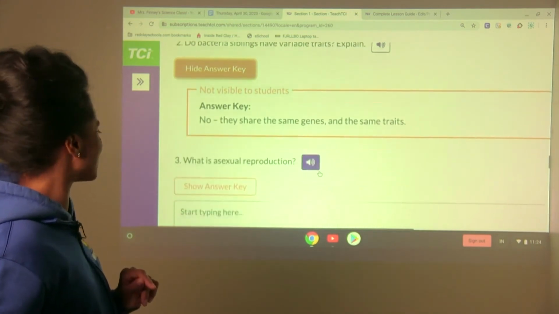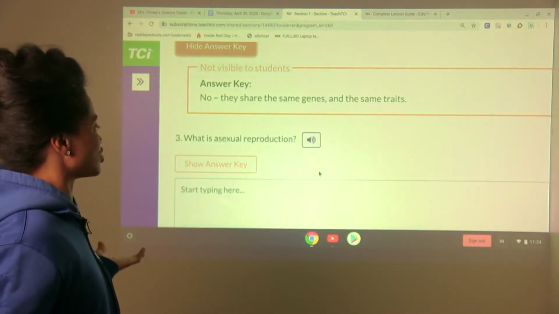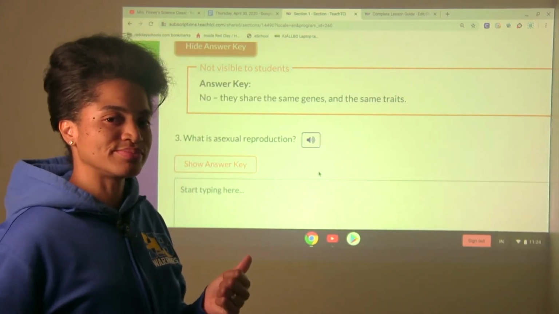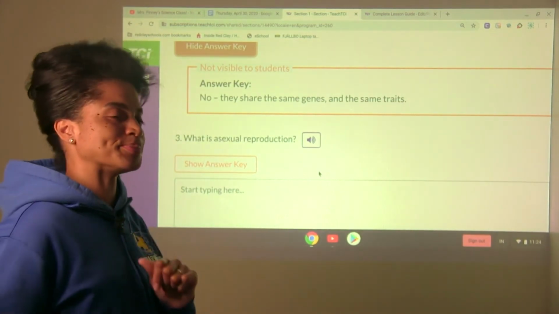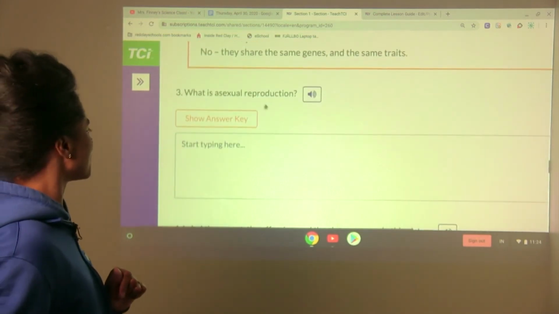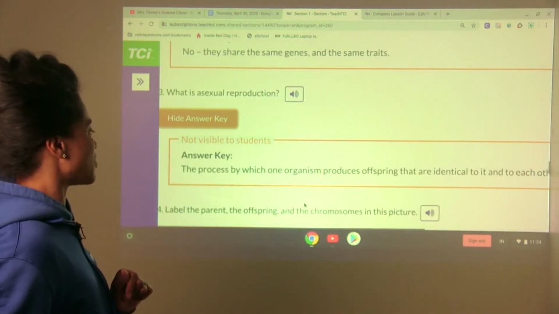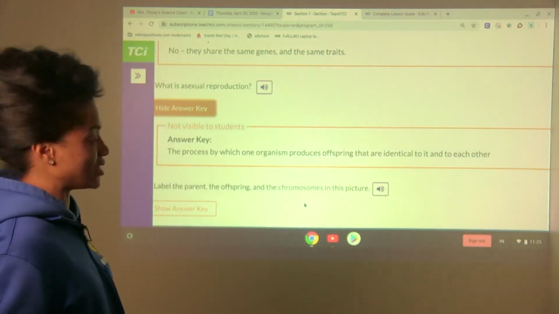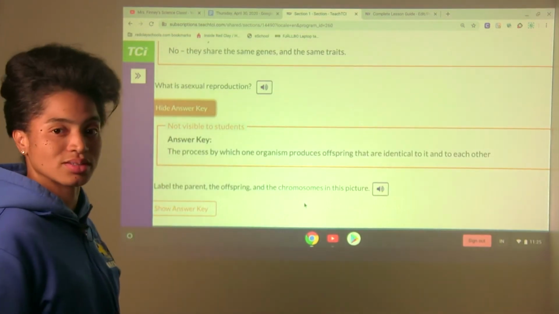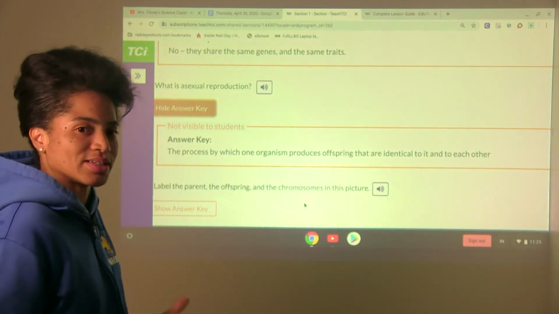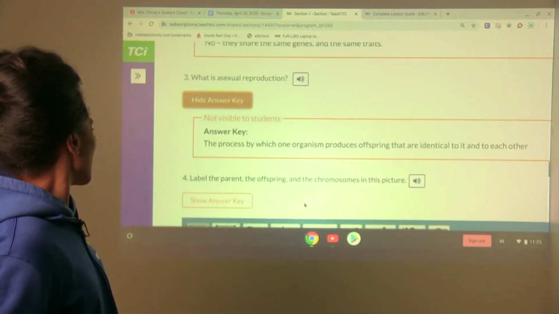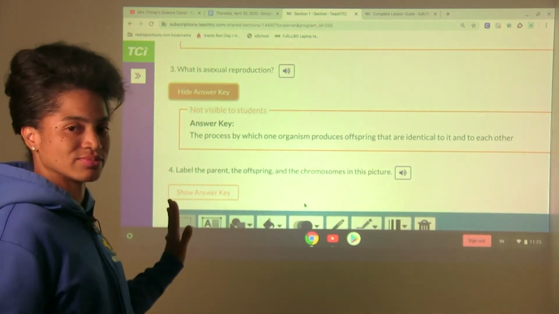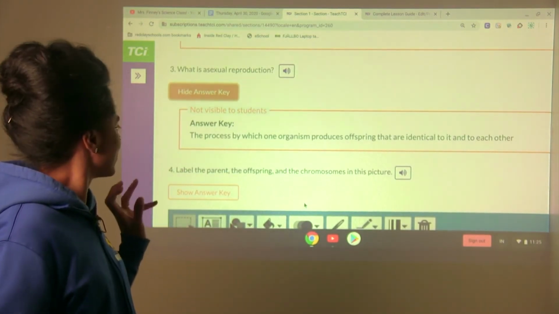What is asexual reproduction? In your own words, what would you say? The process by which one organism produces offspring that are identical to it and to each other. Copycat, right? Here we go. Make sure you have this answer written down. I'll leave it here so you can copy.